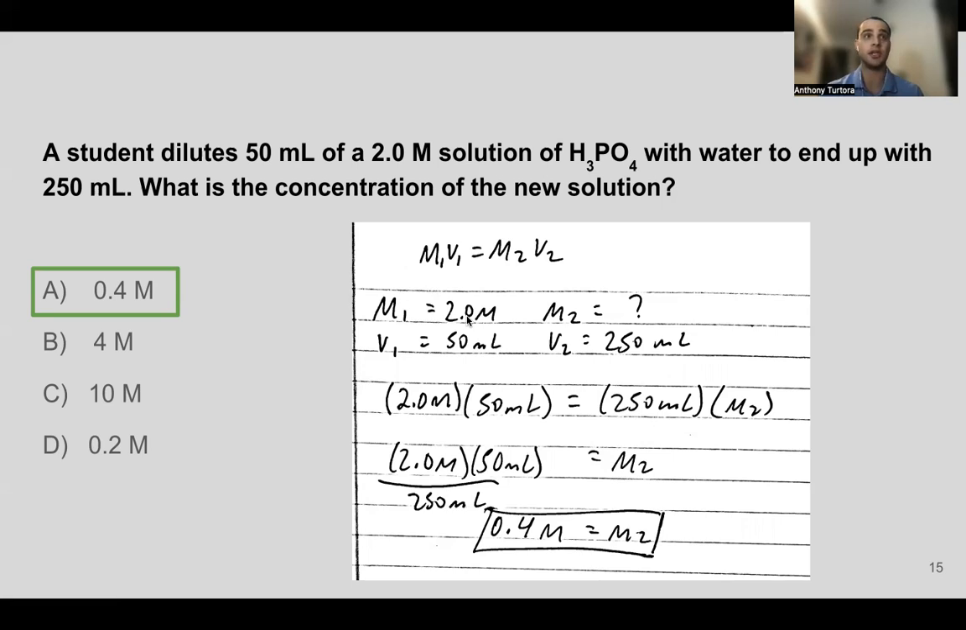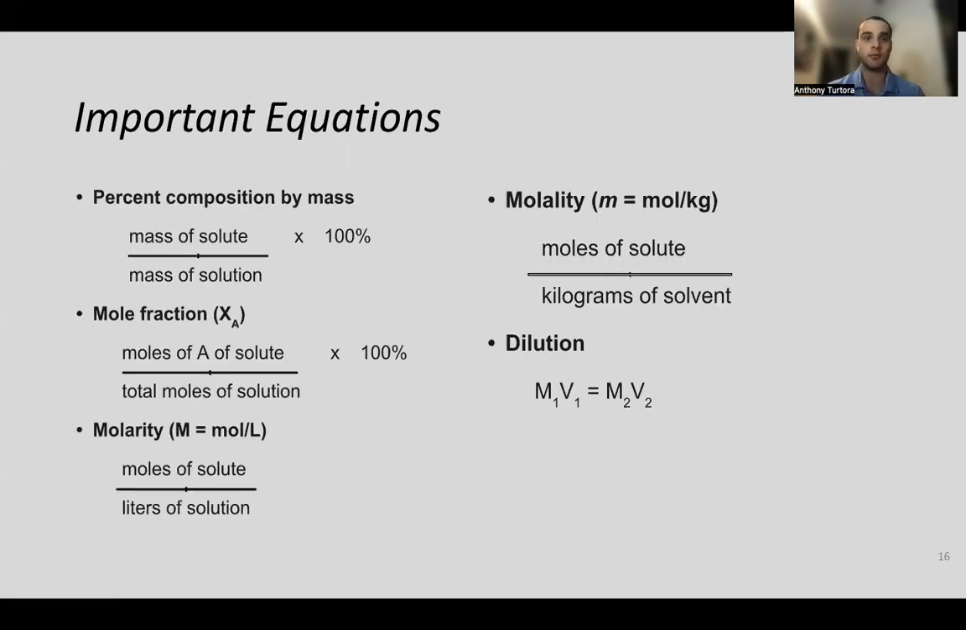But this equation is important, as you'll find it not only to find dilution, but you may also use it during titrations and other acid-base calculations. So besides the dilution equation that we had just used, other important equations and concepts to know here are percent composition by mass.